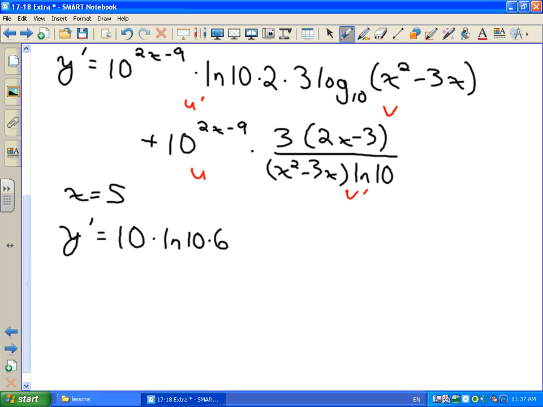And then, if we sub it into this log, we get 5 squared is 25, minus 15 is 10. So log to the base 10 of 10, plus, we get another 10 to the 1. And then, what do we have over here? 2 times 5 is 10, minus 3 is 7, so we have 21 up top, and then 10 ln 10 down in the bottom. Okay. So how can we simplify this a bit more?